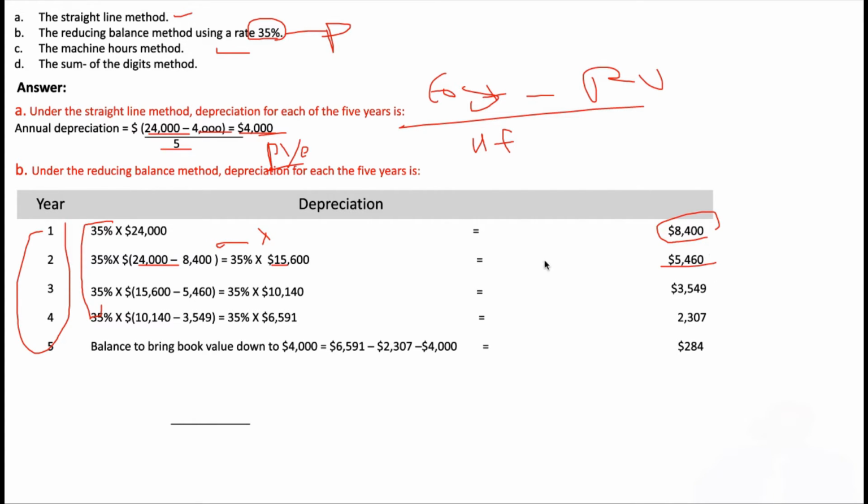The third year, 15,600 minus the previous year depreciation gives us 10,140, times the rate gives us 3,549, and so on. In the last year, the balance bringing the book value down to 4,000, the residual value, is equal to this one. The carrying amount minus the previous year depreciation minus residual value. The remaining balance in the last year is 284.